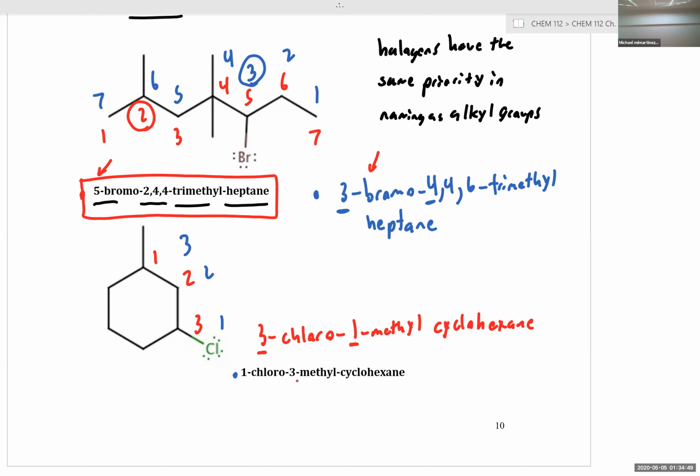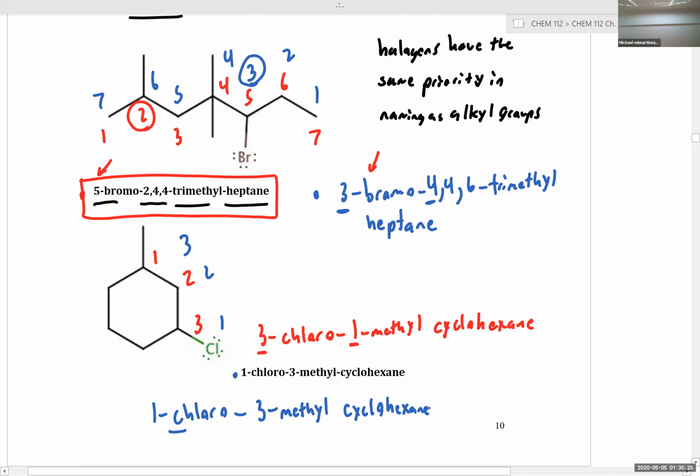Well, the first number is the same, and the second number is the same, but what do we care about then? What's our tiebreaker? If our locant numbers are the same, we want the alphabetical order. Exactly right. Thank you. So we name this 1-chloro because the C is alphabetically before M. So 1-chloro-3-methyl cyclohexane is the correct name for this structure.